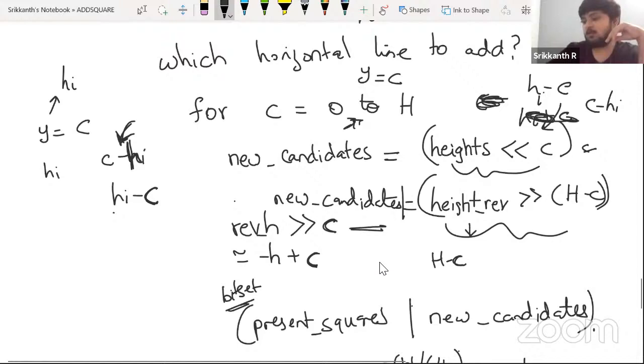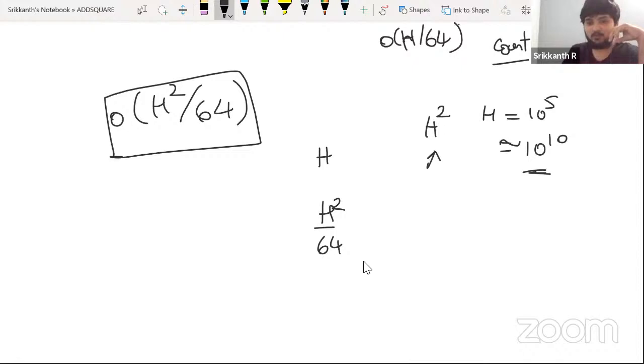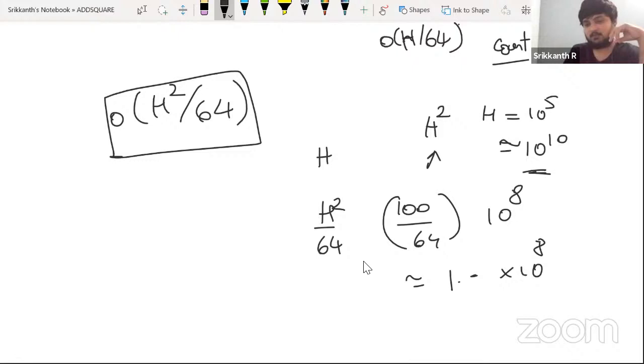So this optimization will reduce the number of operations. If you didn't use bitwise operations and used your own Boolean vector for OR and AND operations, you would have H squared operations. That would be, for H equals 10 power 5, approximately 10 power 10, which is too much. H squared by 64 would be 10 power 10 by 64, which is approximately 1 point something into 10 power 8. This is enough to get AC in this problem.